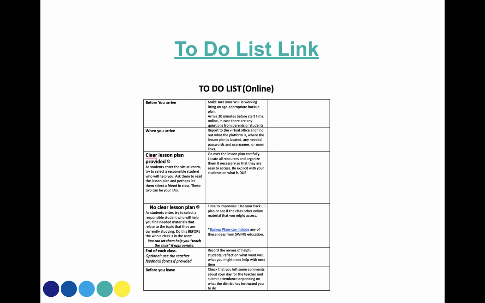What I have here is a to-do list link, and when you get this slide presentation, that's a live link, and it includes things to do before you arrive, when you arrive, if a clear lesson plan is provided, if you need to improvise, and at the end of each class. Also included in here, backup plans that are included, of any of which you can use, and it's from Swing Education. They're just ideas of what you might use in order to facilitate a class if there's no clear lesson plans.